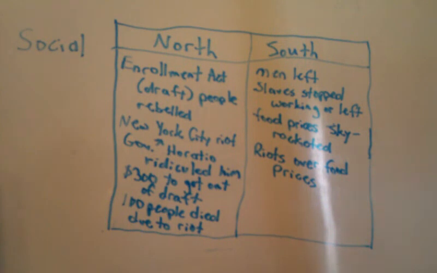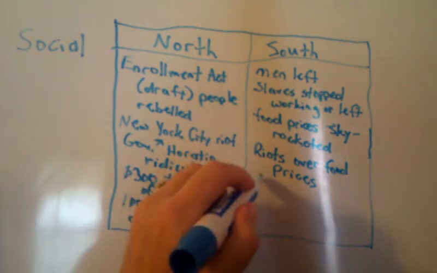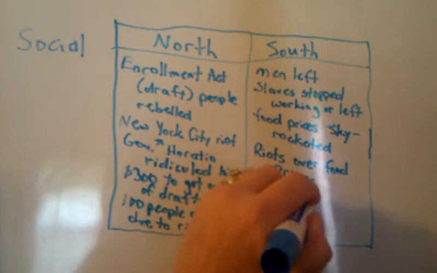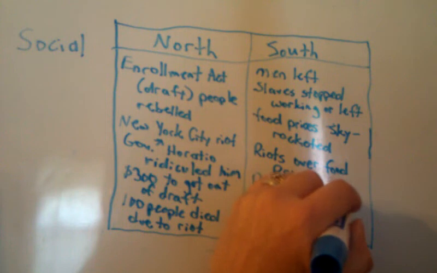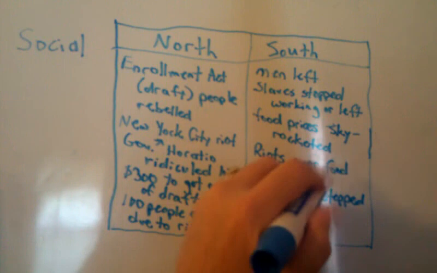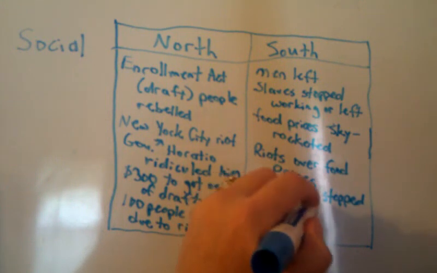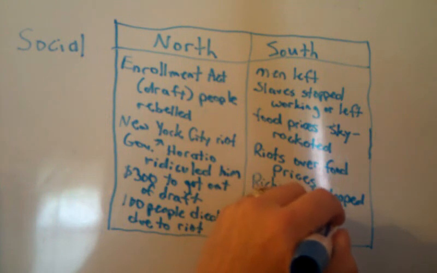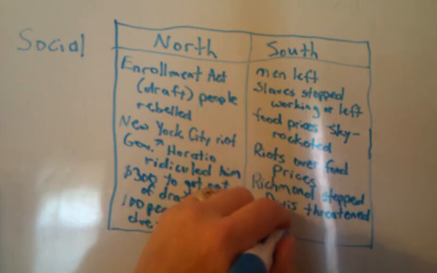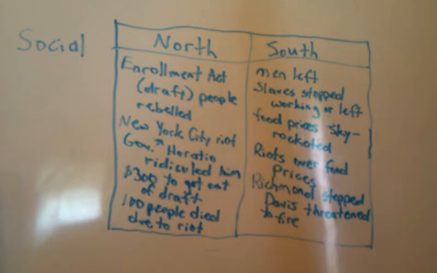And it says the riot in Richmond stopped when President Davis said he would fire on it if it didn't. When President Davis threatened to fire. Okay?